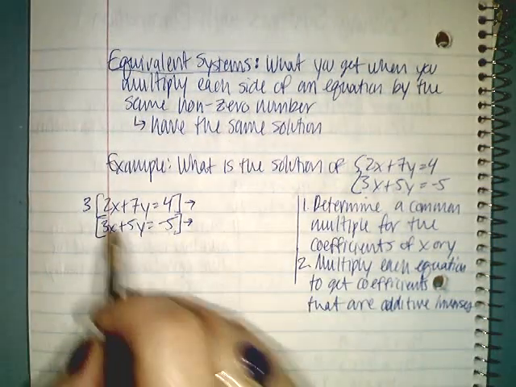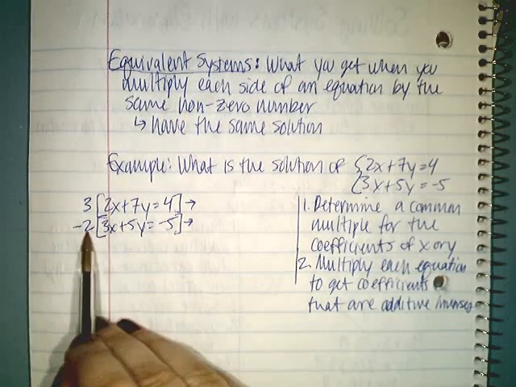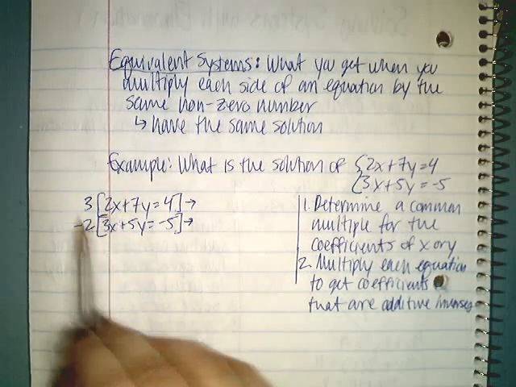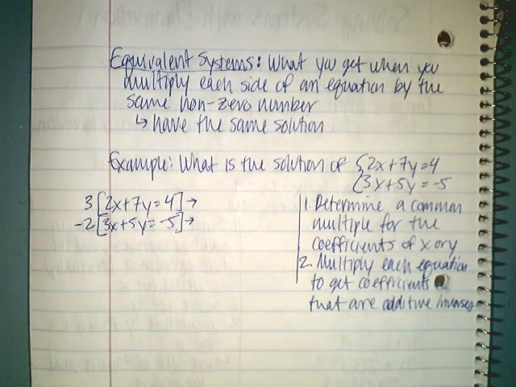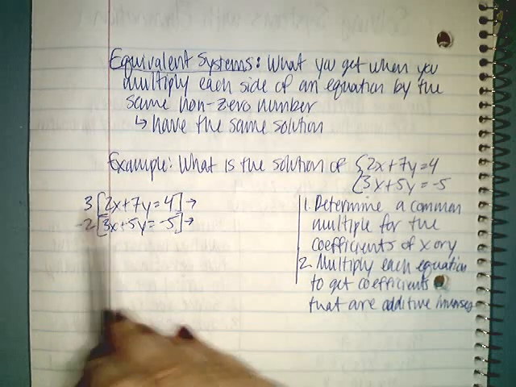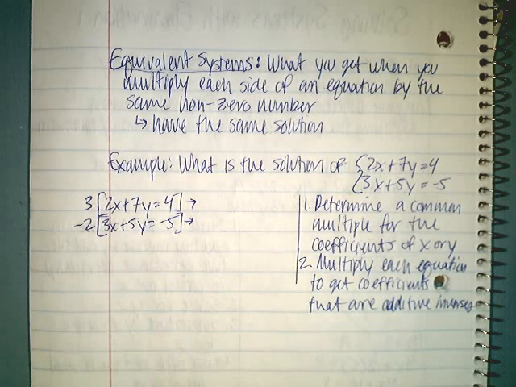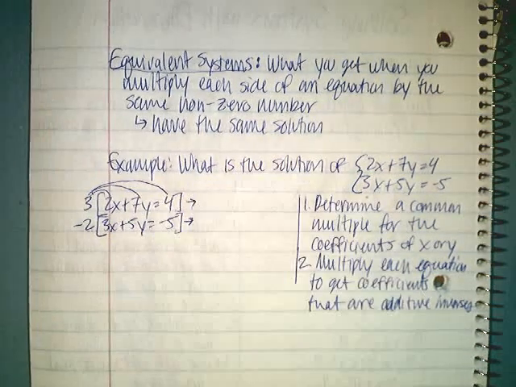So what I'm going to do here is I'll multiply this top one by 3 because I know that will give me 6x. And I'll multiply this bottom one by -2 because I know that will give me -6x. That way I know these two numbers will be additive inverses and I'll be able to cancel them with elimination. So I'm going to make my additive inverses by multiplying by 3 to get +6 here and -2 to get -6 here. But again, just as a reminder, you have to multiply it to every term in there.